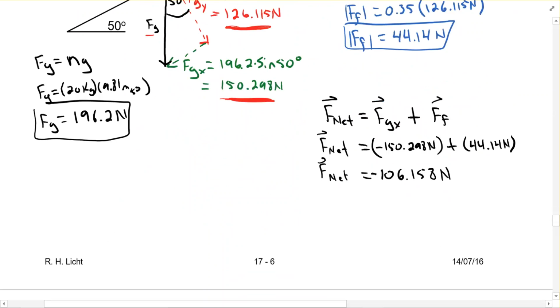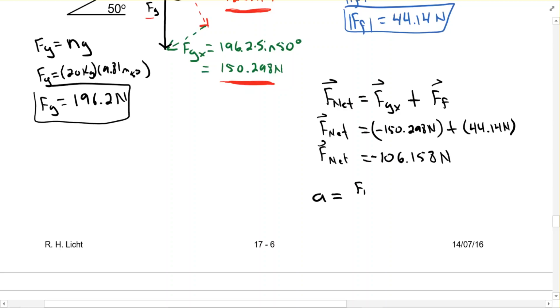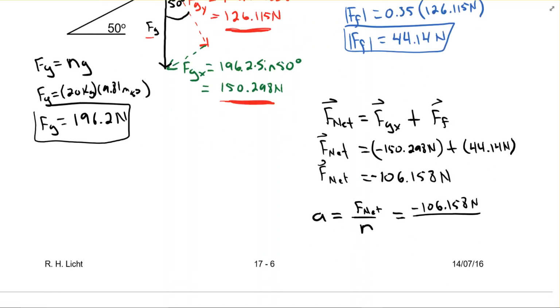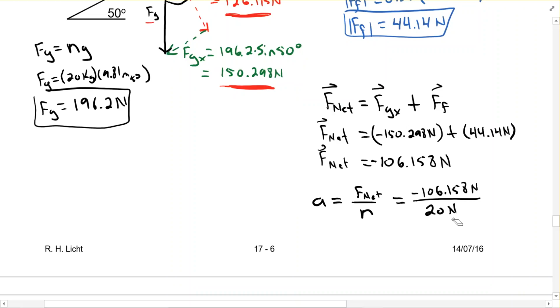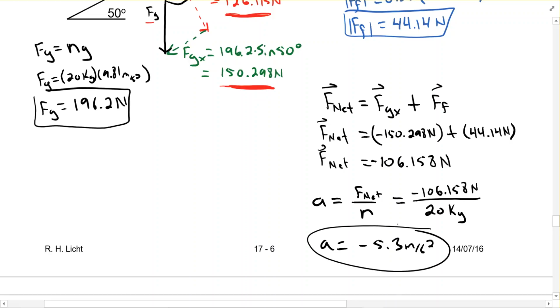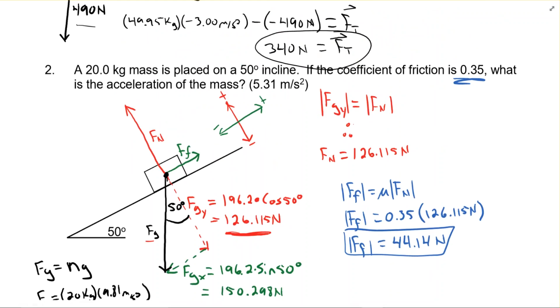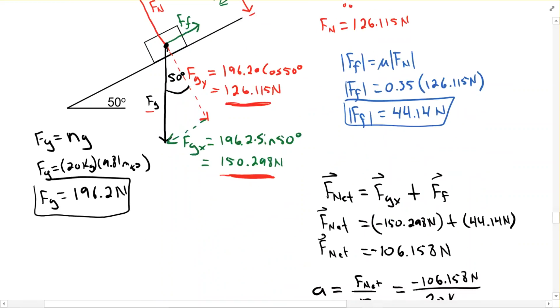Now, what's the acceleration? Well, we know the mass now, right? So acceleration is equal to F net over mass. So the acceleration is going to be 106.158 newtons divided by the mass of, what did I say? 20 kilograms. Mass isn't in newtons. So acceleration is negative 5.3 meters per second squared. So that means it's accelerating down the ramp at 5.3 meters per second squared. And that should have been 5.3, not 5.31, because of this number. And this probably should have said down the ramp or something like that, right? Okay. So that's where we're at.